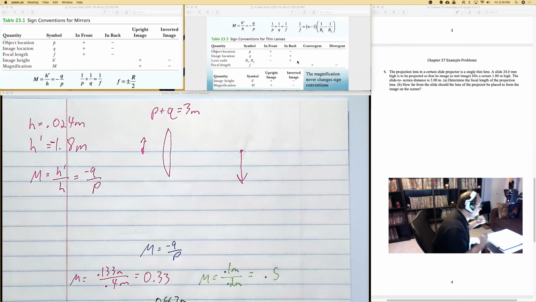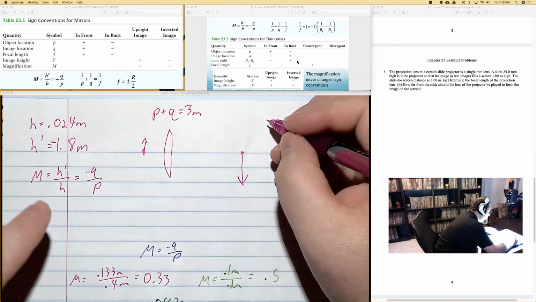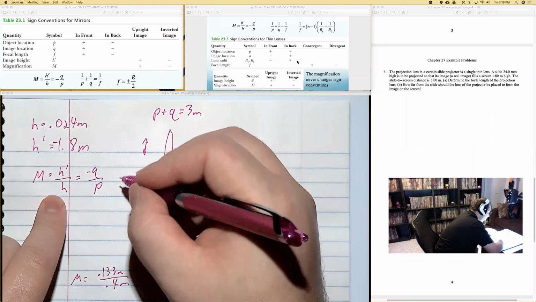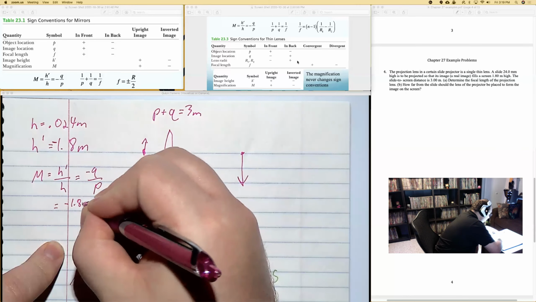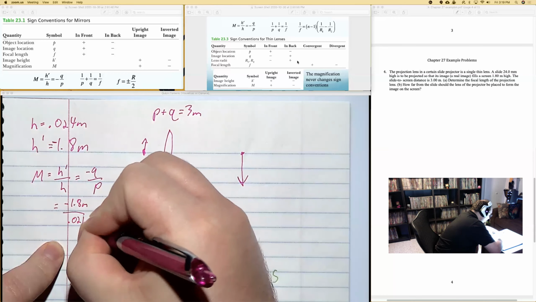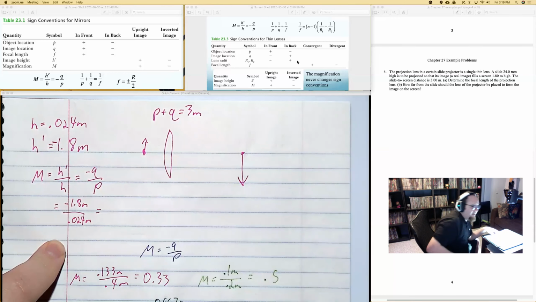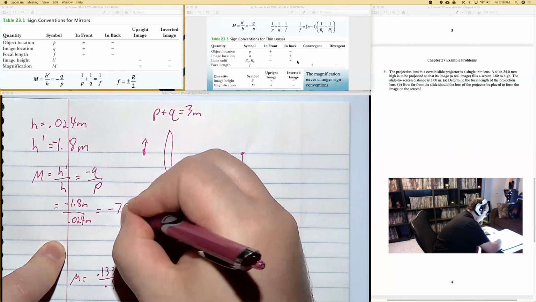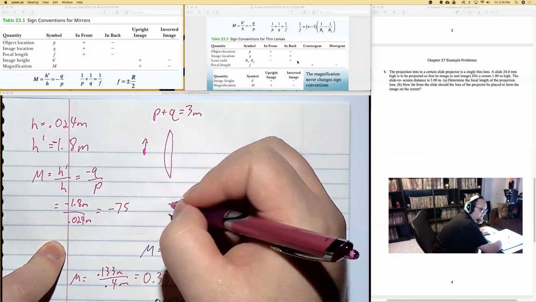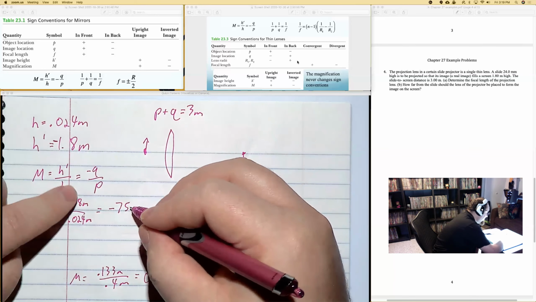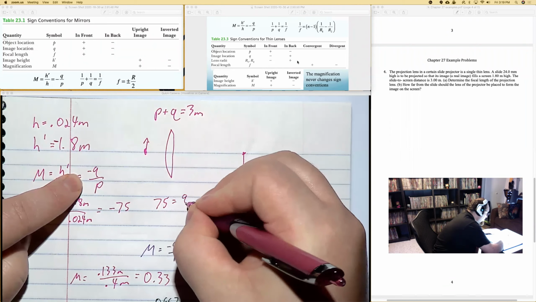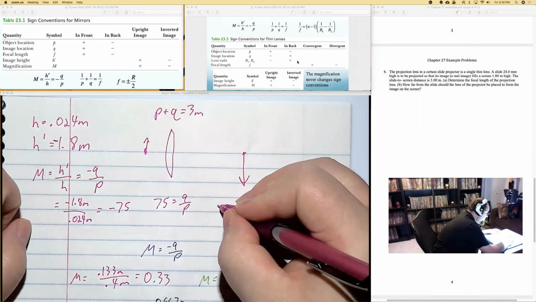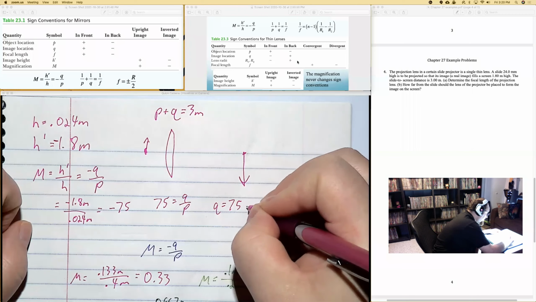But Q and P must have the same sign since it's a real image. And so, right here, H over H prime is going to be negative 1.8 meters over 0.024 meters, and negative 1.8 over negative 0.024 is negative 75. I'm saying negative 75 also equals negative Q over P. So 75 equals Q over P, or Q equals 75P.